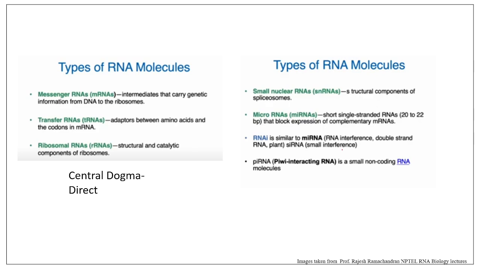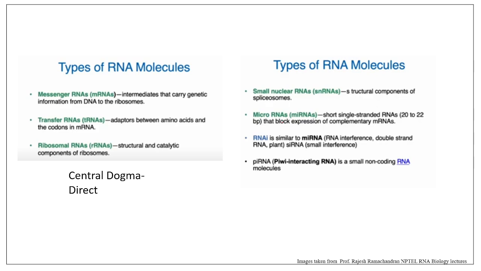There is some indirect central dogma also, where other kinds of RNA molecules which are not important for protein coding, but have some other roles, control the rate of transcription or the rate of protein formation. These are small nuclear RNAs, microRNAs, and piRNAs. These are some other RNA molecules.